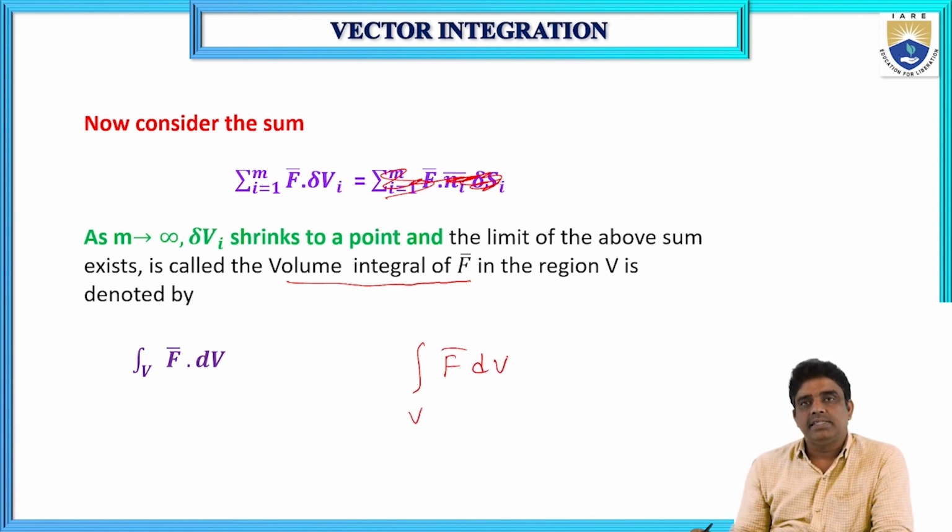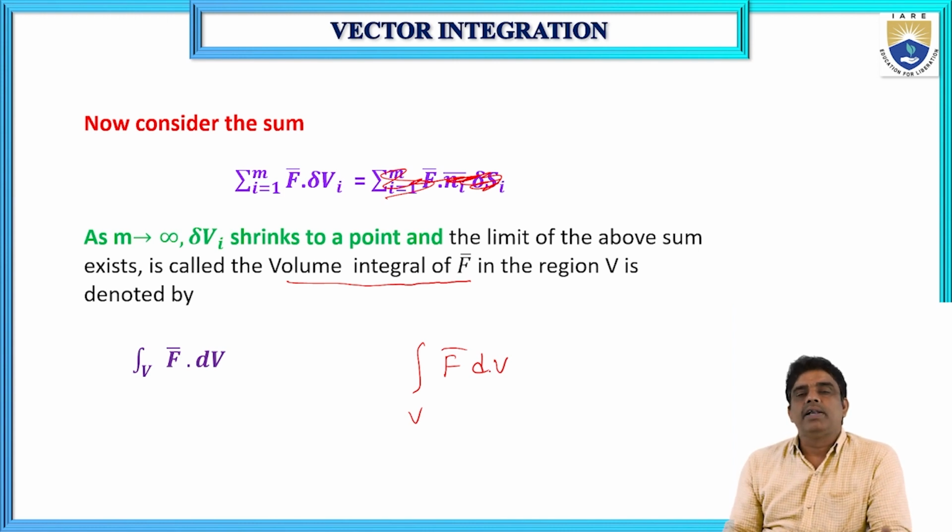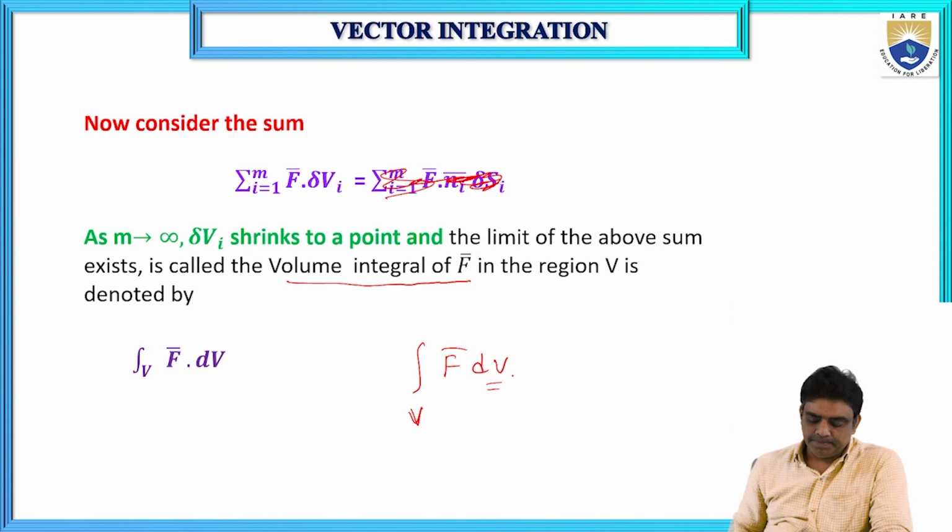The volume integral is defined as integral of f bar dV, where f bar is the vector point function defined in the region V, and dV is dx into dy into dz.